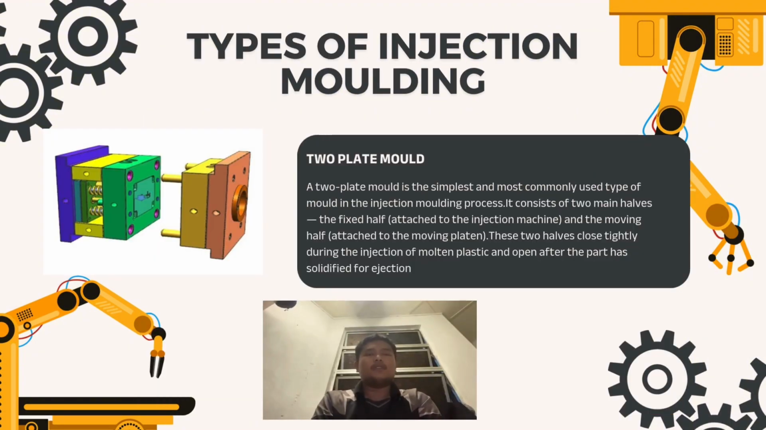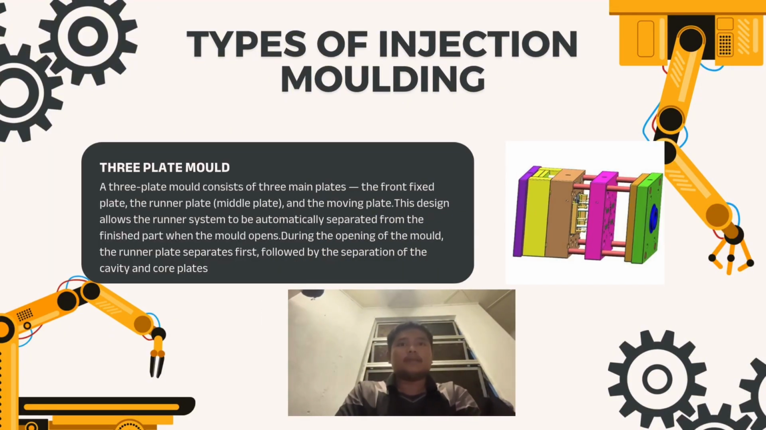Okay, for the types of injection molds, first is the two-plate mold. A two-plate mold is the simplest and most commonly used type of mold in the injection molding process. It consists of two main halves: the fixed half attached to the injection machine and the moving half attached to the moving platen. These two halves close tightly during the injection of molten plastic and open after the part is solidified.